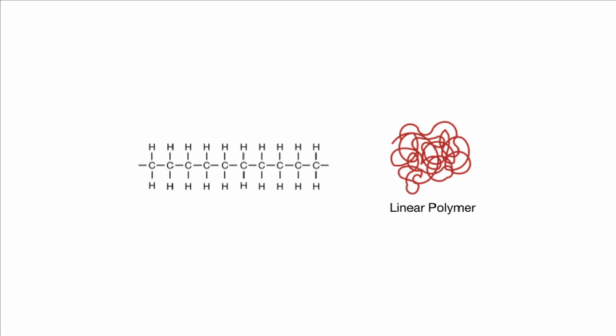This figure shows an example of linear polymer. Straight and long continuous chain polymer, it can be folded back upon themselves in a random fashion. It is soft and can be reformed when heated.